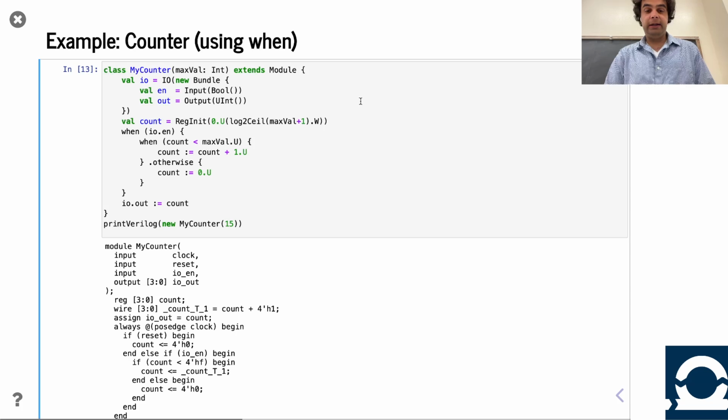And this is a fully parameterized counter. I can change this counter value, no problem. Still works. It changes the wraparound right here. Cool. Question, yes.